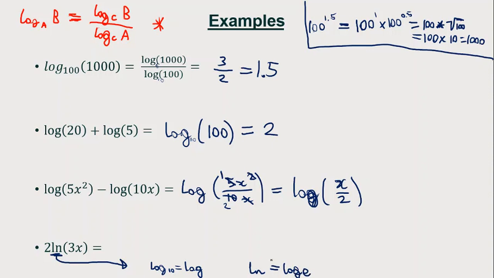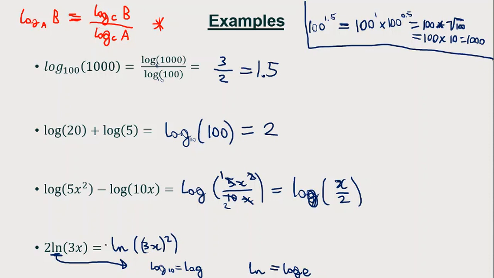So natural logarithm means the base is e. But the laws apply in exactly the same way. They apply to any base. So here what we can do, we can take the natural logarithm of (3x) all raised to the power of 2.